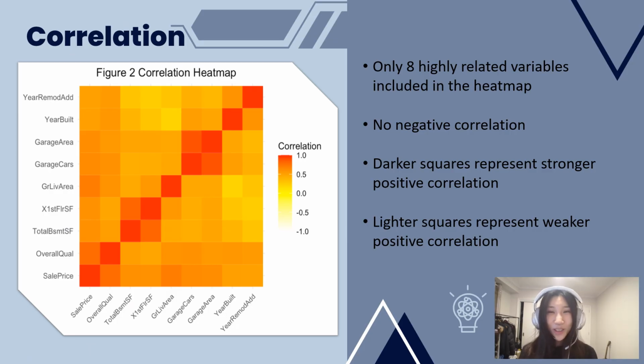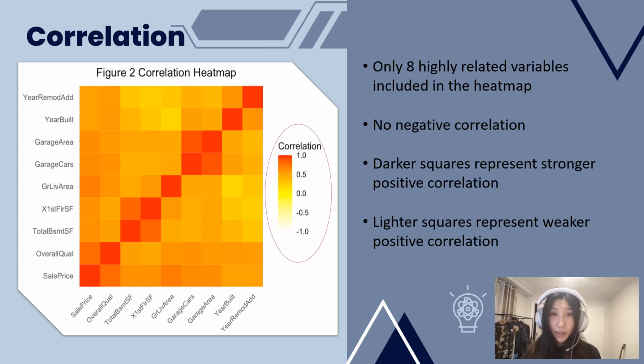Now let's move on to the correlation part. There are 28 numeric variables. We have picked 8 highly related variables from the group based on the correlation test. To understand the importance of these variables related to sales price, a heat map is performed. In Figure 2, red represents perfect positive correlation, and white represents perfect negative correlation.